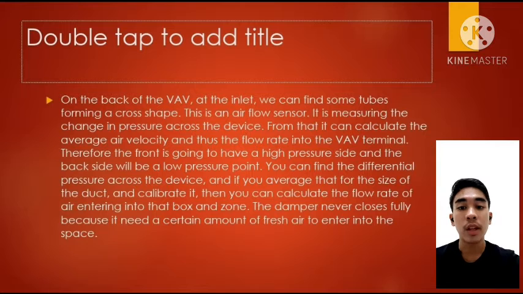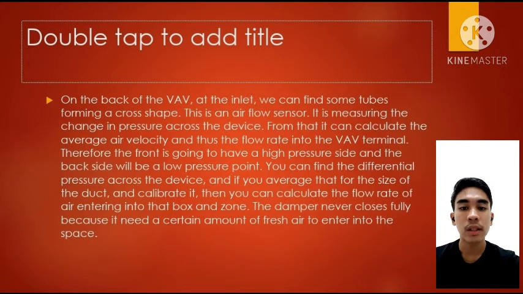On the back of the VAV, the inlet, we can find some tubes forming a cross shape. This is an airflow sensor. It is measuring the change in pressure across the device. From that, it can calculate the average air velocity and thus the flow rate into the VAV terminal system.